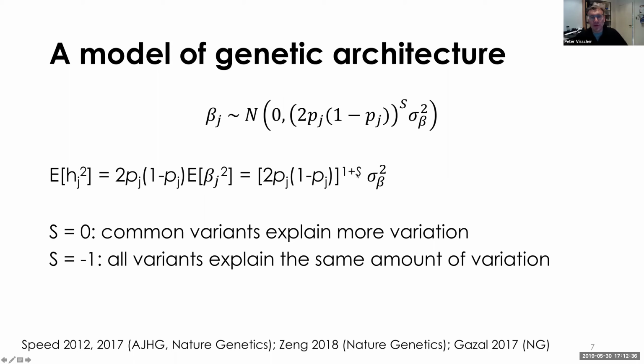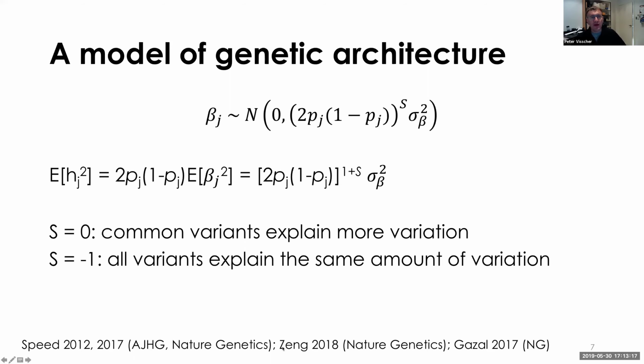You may say, well, what can I do with that? But this simple model already gives two nice contrasts. For example, if this parameter S equals 0, that means that common variants explain most of the heritability, most of the genetic variation. It's basically the same as the neutral model I went through before, whereas with S equals -1, you can see this term drops out. That means that all variants, irrespective of their allele frequency, explain the same amount of variation. Or if you wish, rare variants have bigger effects. That is S equals -1.